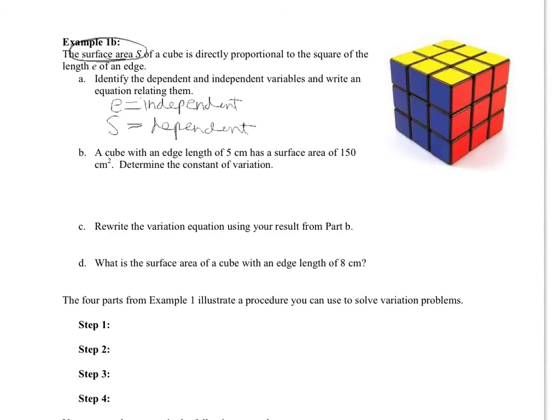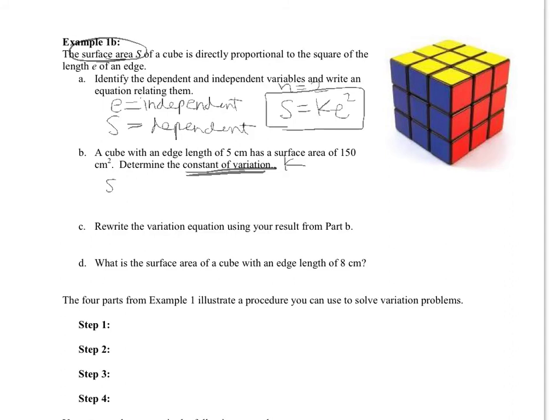So we could write this as S equals K times E squared, because an area equation uses squared instead of cubed, so that's why we know we have that n equals 2 or that squared term. So that's our formula we're going to use, or our function. Part B, a cube with an edge length of 5 centimeters has a surface area of 150 squared centimeters. Determine the constant of variation. That is K. We're going to solve for K.